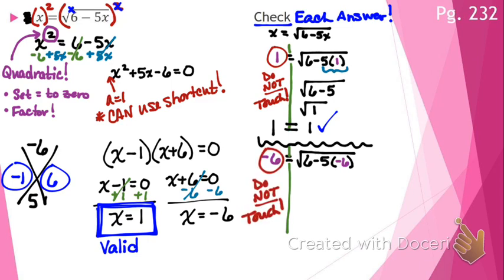So if I can't touch the -6, what can I do? -5 times -6. Negative times negative gives me what? So I have a positive 30. 6 plus 30? 36. And the square root of 36? 6. What did I have on the other side, though? Are those equal? Is owing somebody $6 the same as having $6? No.